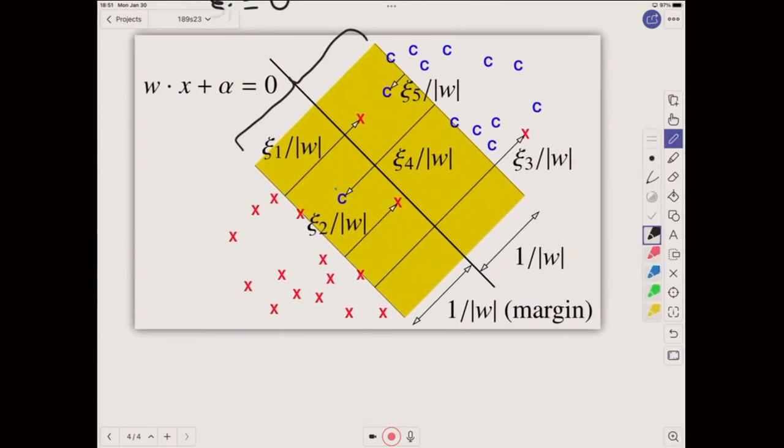So let me just reiterate that we are redefining the word margin when we use soft margin support vector machines. It just isn't the distance from the decision boundary to the nearest training point anymore. It is now 1 over the length of W, which is completely consistent with hard margin support vector machines.